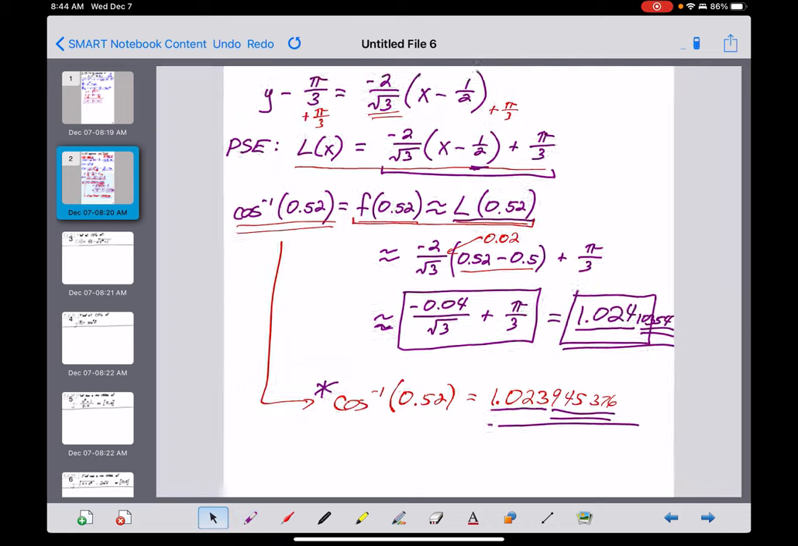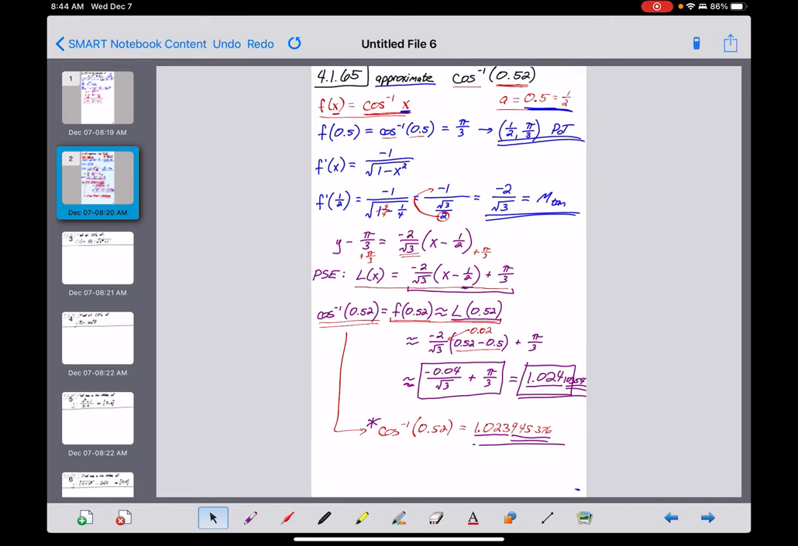So that's how you handle those problems, guys, at the end of section 4.1. You're finding the equation of a tangent line, and you're sticking in this ugly value, in this case 0.52, and coming up with our approximation using linearization.